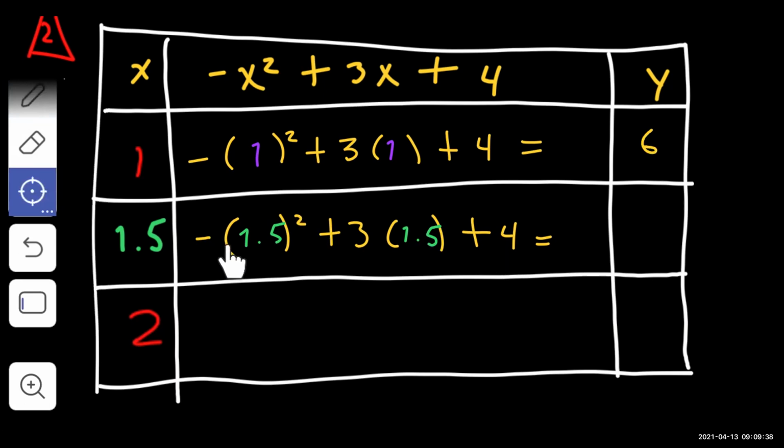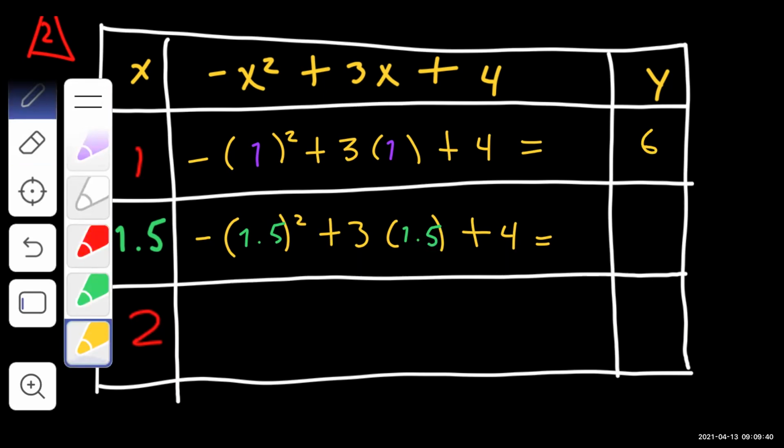Okay, and this one, guys, now with 3, okay? We're okay with that, right? What is that equal to using the calculator? 6.25. Okay, excellent. And let's go to the next. What did you get? I got 4.75.